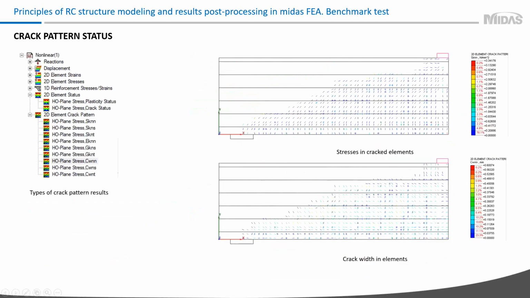Crack pattern status. These are all for the serviceability limit state. Here you can check stress, strain, and crack widths in cracked elements. The most interesting result, of course, is crack width, so you can check it here. And also here you can see a crack orientation based on the principal strains.